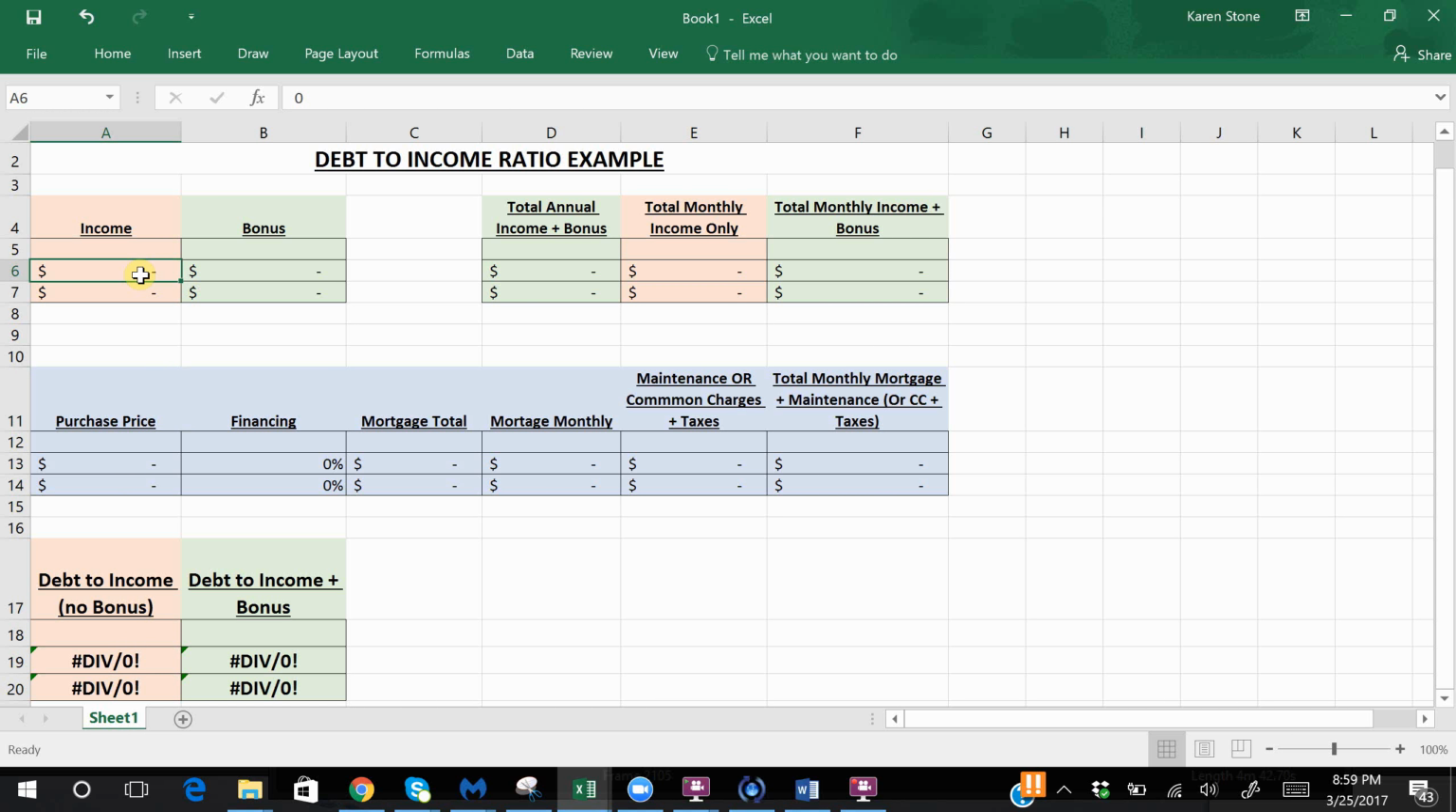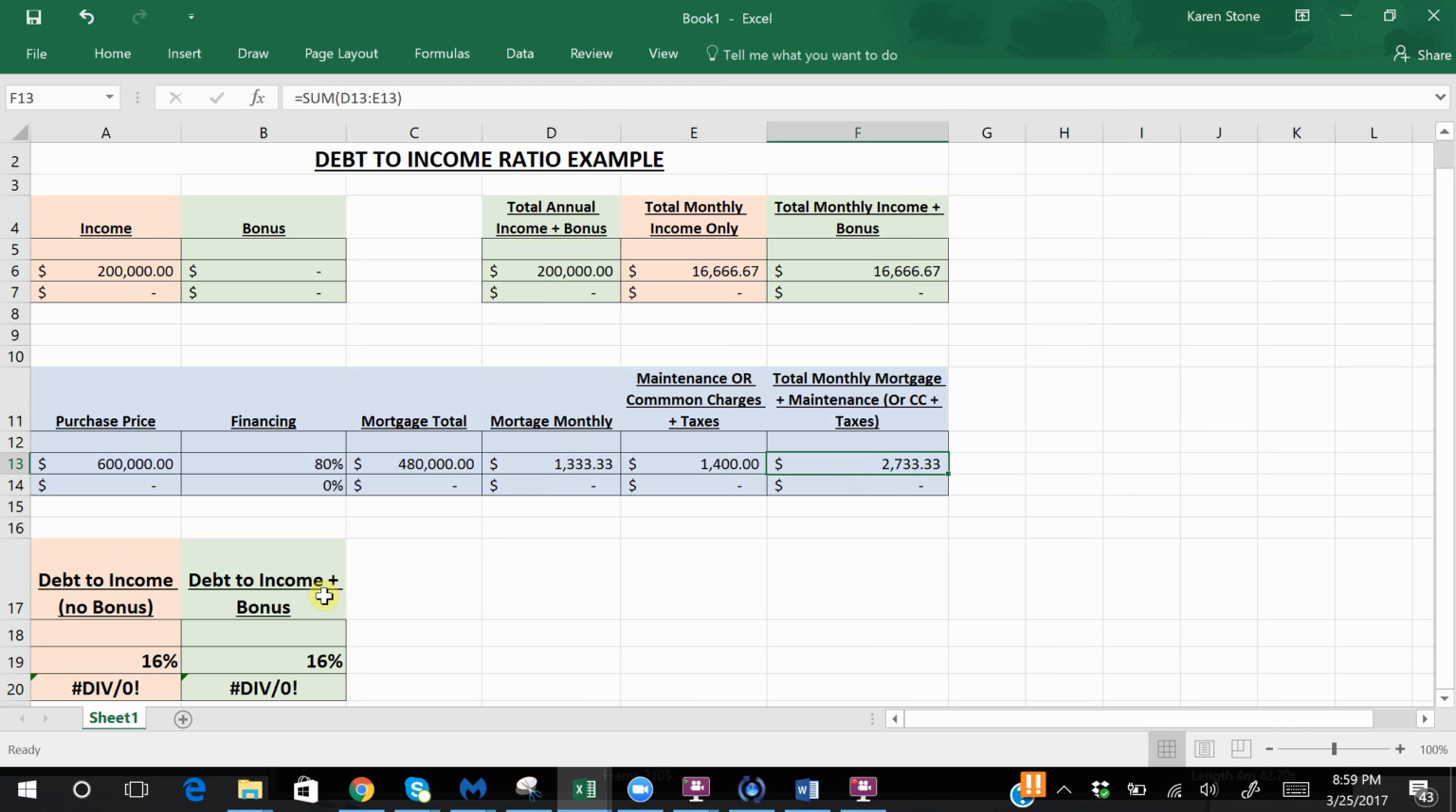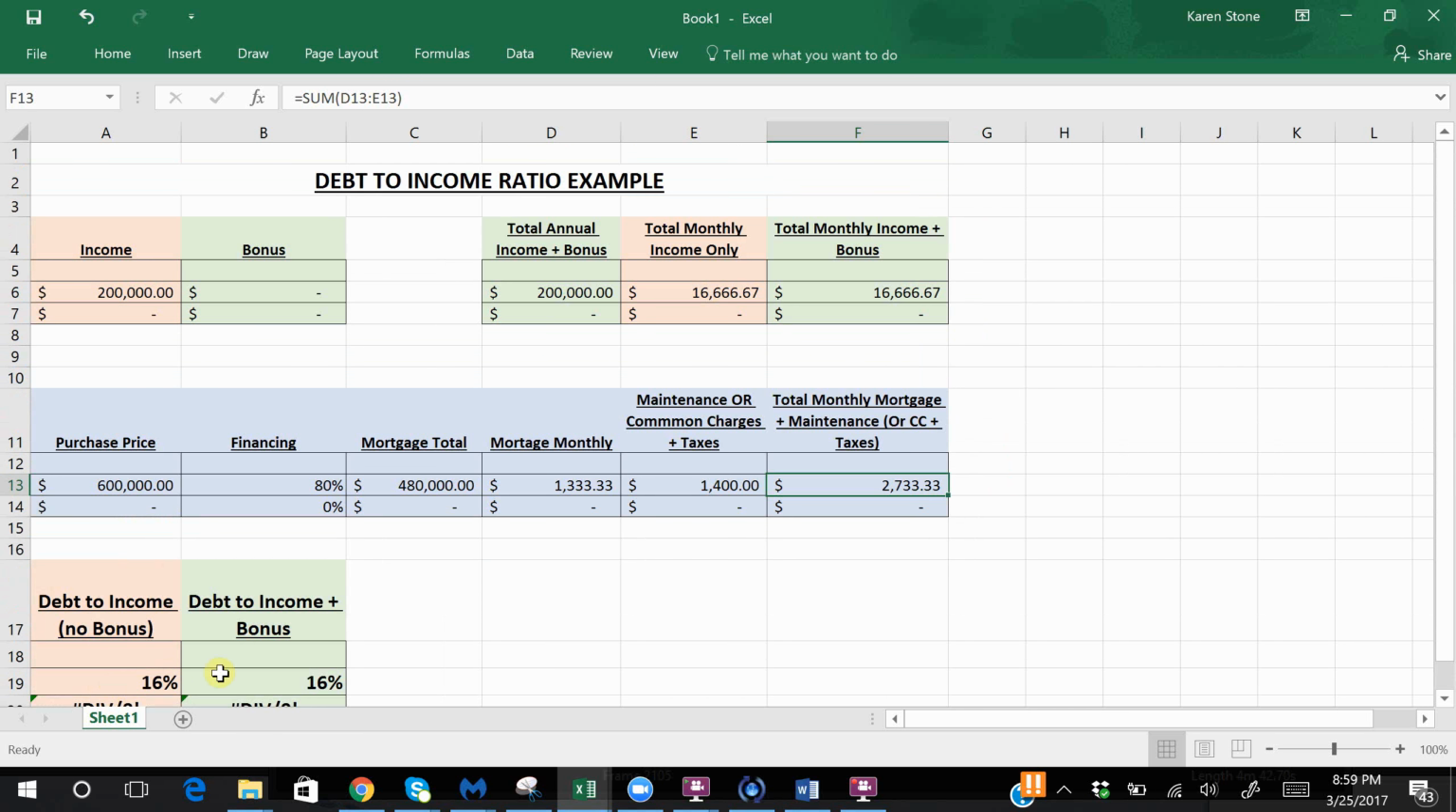So let's start up here with the income, and we'll do two examples. Let's assume for this first example, you earn a total of $200,000. As you can see here, it calculated your monthly income at $16,666. Let's assume that the purchase price is $600,000 and you plan on financing 80% of that. And there you have your monthlies. Let's assume that the maintenance for this co-op is about $1,400. There you see your total monthly mortgage and maintenance and your debt to income ratio at 16%.